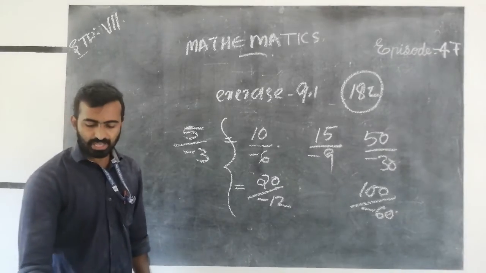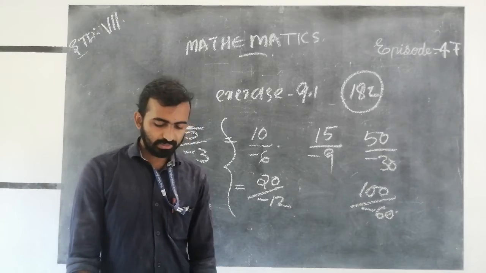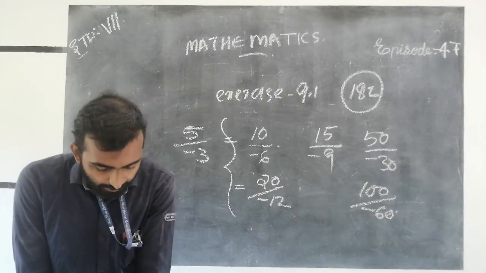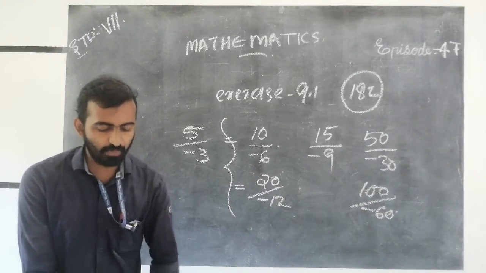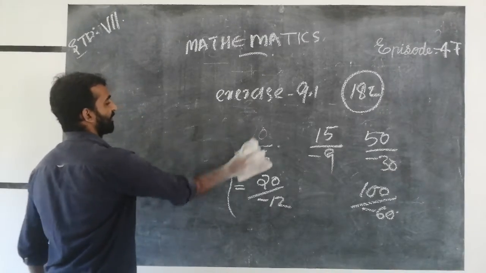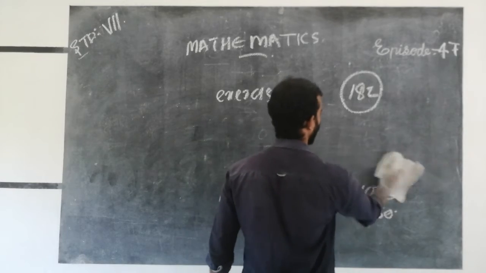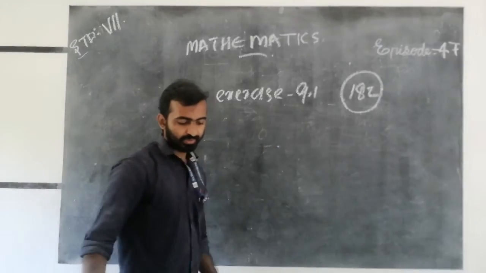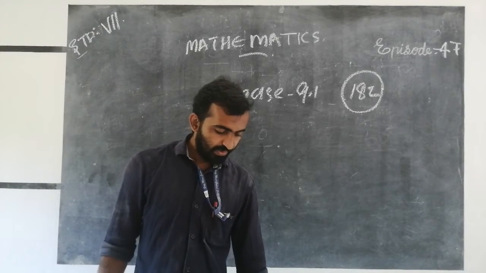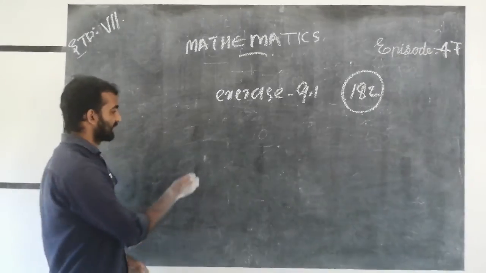These are equivalent. And the third one is for your homework. And the fourth question is, draw the number line and represent the following rational numbers on it. First is 3 by 4.